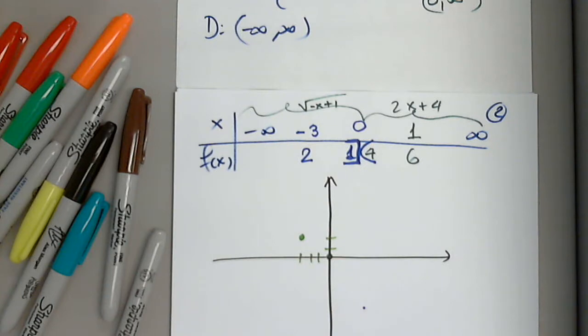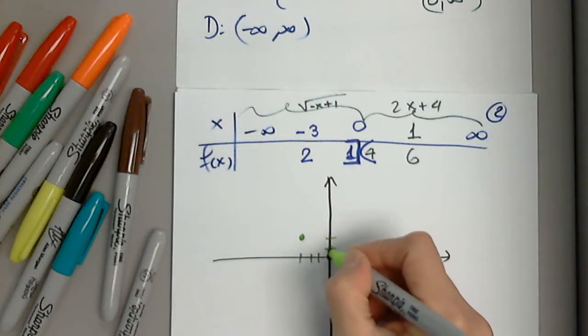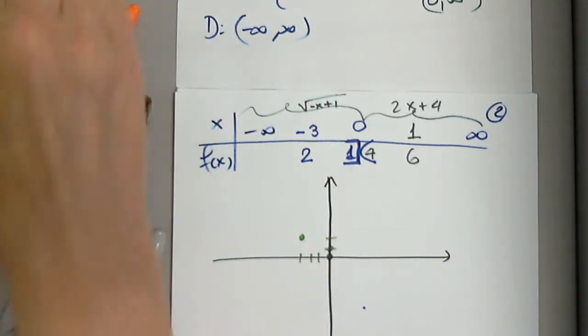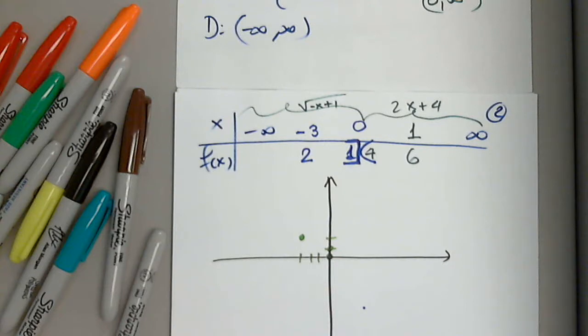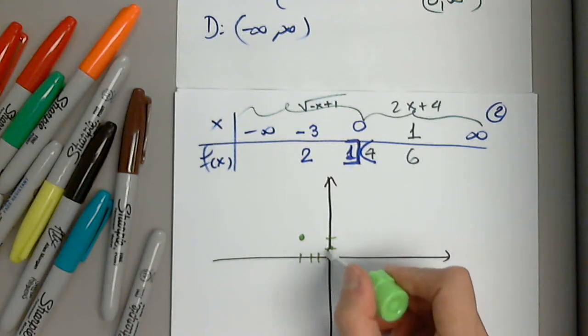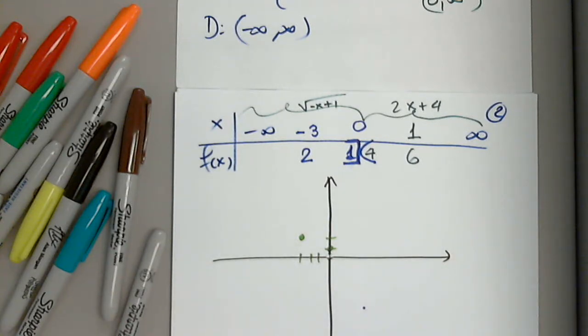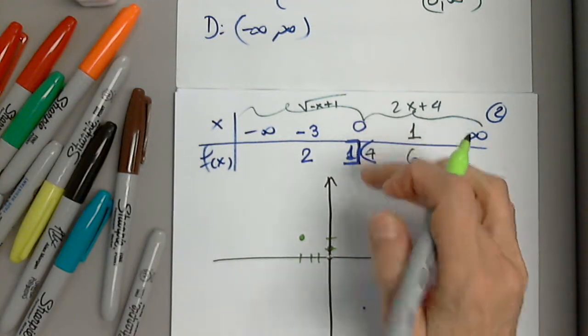Now let me refresh your memory how to graph a... Oh, I'm sorry. Yeah, you're right. I put it in the wrong spot. Thank you very much. My mistake. Sorry. Absolutely. Good, because it's 0, 1.